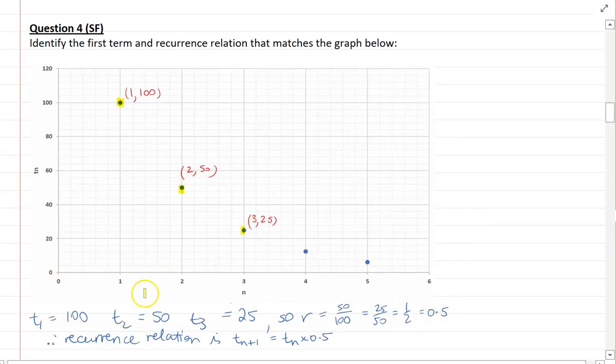Okay, so reading from the graph, you can see that this first point is quite easy to identify. When n is 1, Tn is 100. So that gives us our first term and its value. The second term, if you read off the graph, is 50 if you do a bit of interpolation. So if you simply use that, you should be able to find that the R or common ratio value is 0.5. So our recurrence relation is Tn+1 equals Tn times 0.5.